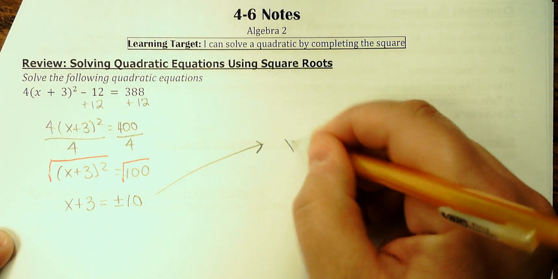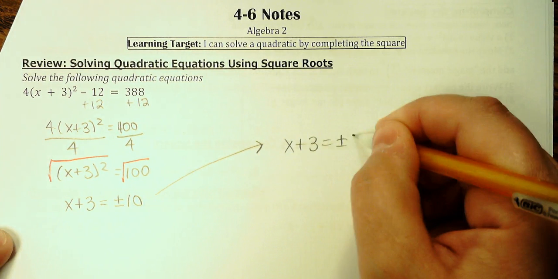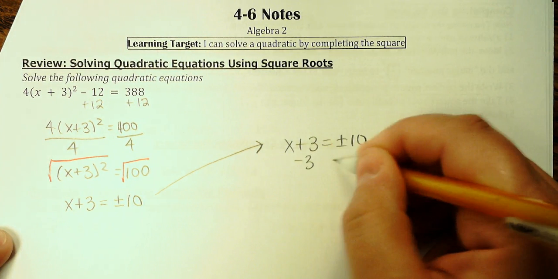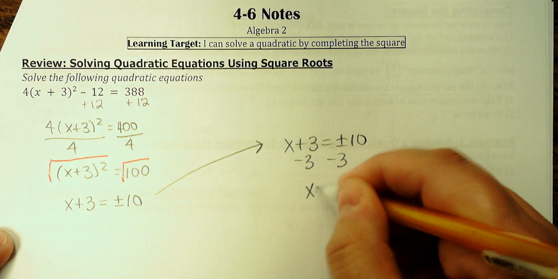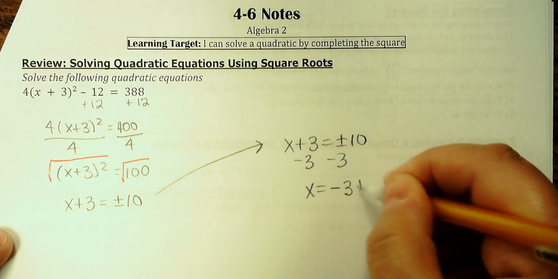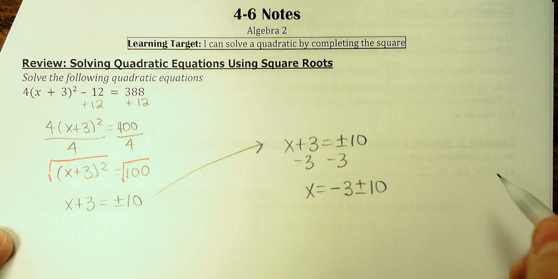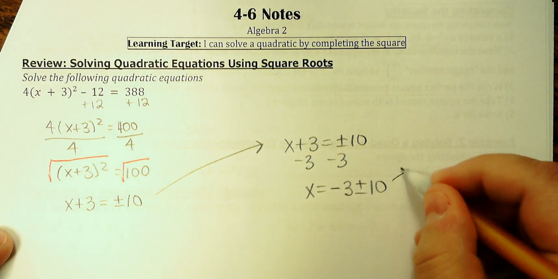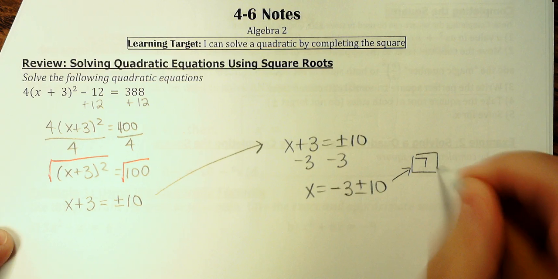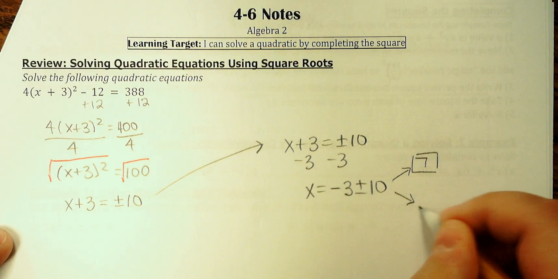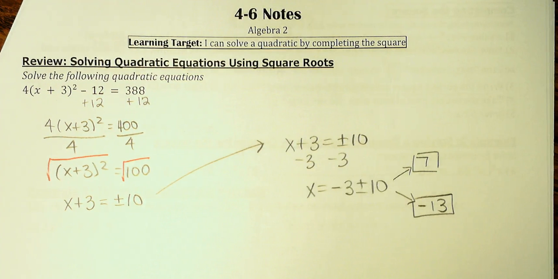Now I'm just going to use this space here a little bit. I've got to get the x totally alone, so I'm going to subtract the 3. So I'd have negative 3 plus or minus 10. So my two answers here, negative 3 plus 10 would give me 7, and then negative 3 minus 10 would give me negative 13. Those are my two answers there.